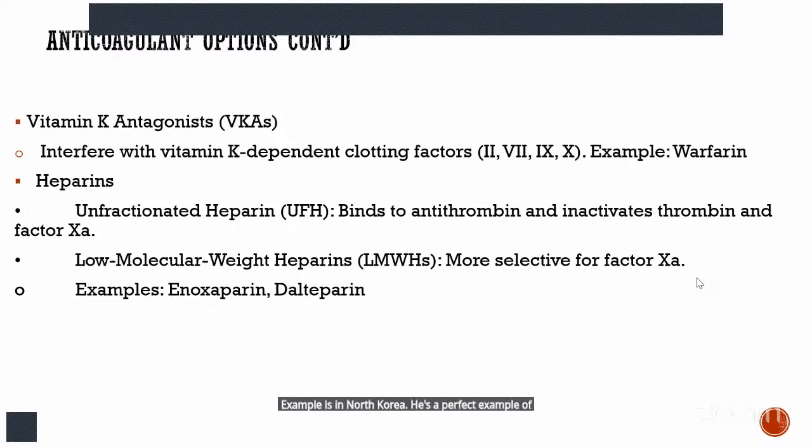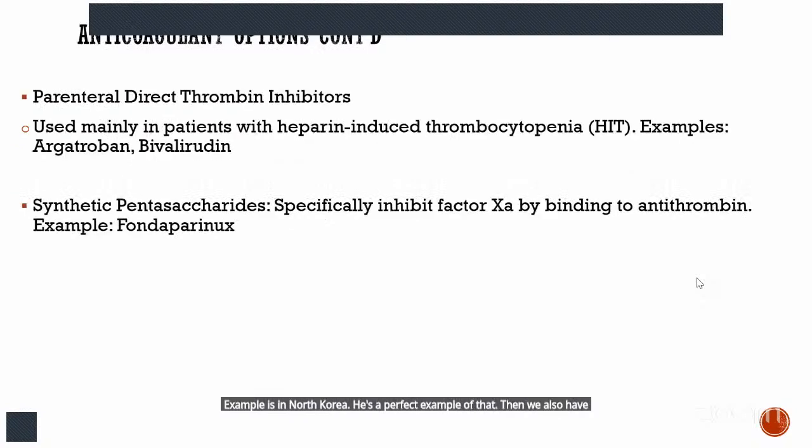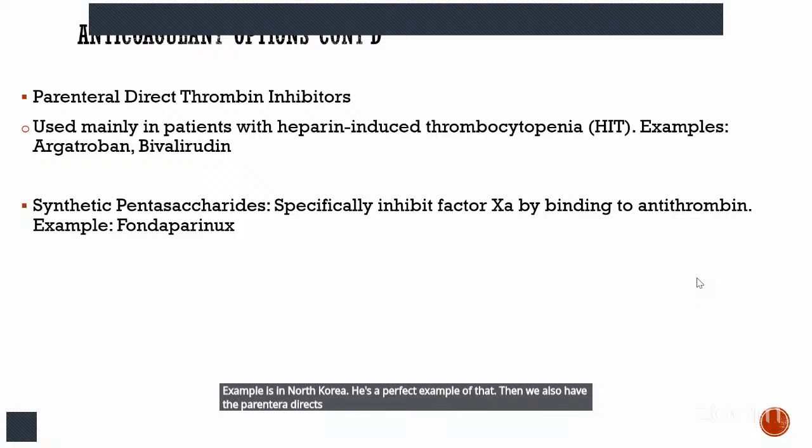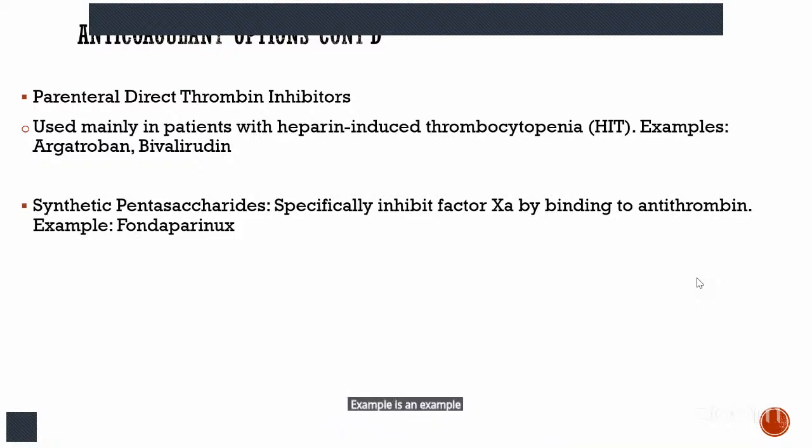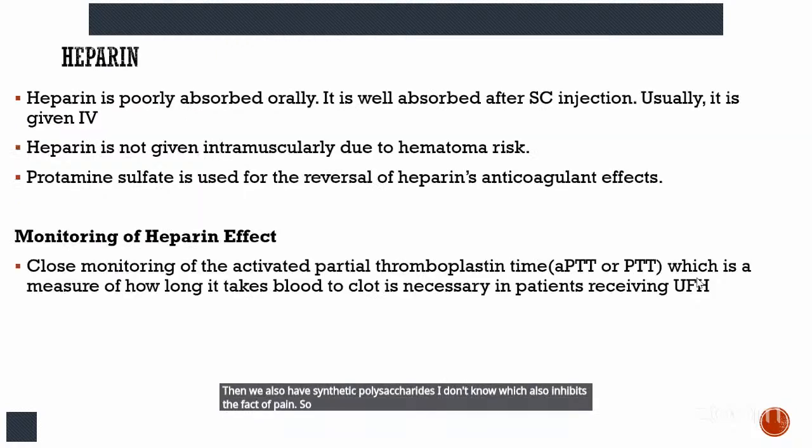Then we also have the parenteral direct thrombin inhibitors. They are mainly used in patients with heparin-induced thrombocytopenia. An example is bivalirudin. Then we also have synthetic polysaccharides and others, which also inhibit factor 10. So let's talk about heparin. These are the major things we need to know about heparin.